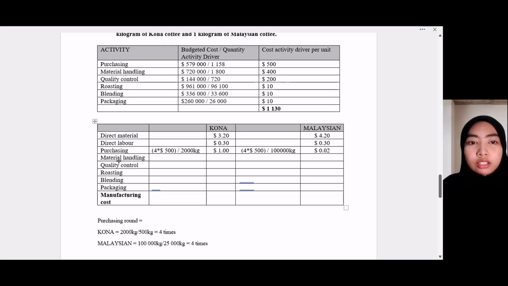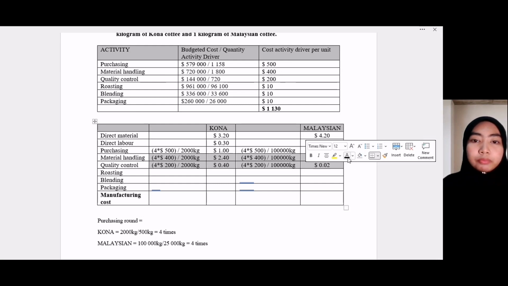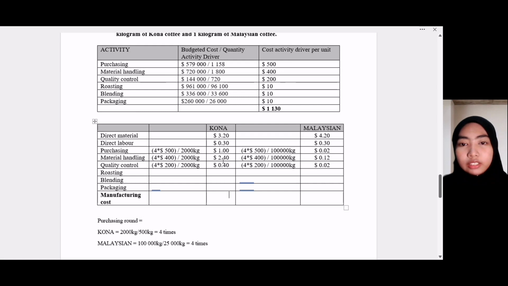And then the cost for material handling and quality control is the same as the purchasing calculation. The 4 times, it also uses the purchasing rounding, times the cost. For the material handling, we need to multiply by $400. And for the quality control, we need to multiply by $200 and divide by 2,000 kilograms for Corners and 100,000 kilograms for Malaysian. And we get this answer. 2.4 ringgit dollars for Corners for material handling, and the material handling cost for Malaysian coffee is 12 cents. For the quality control, 40 cents for Corners coffee and 2 cents for Malaysian coffee.